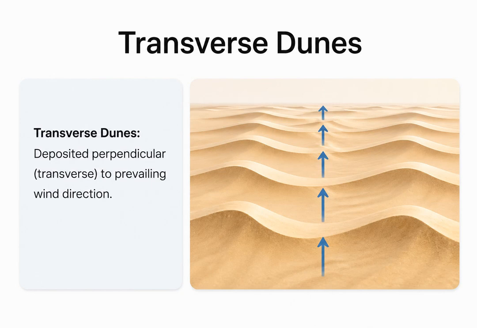In contrast to longitudinal dunes, we have transverse dunes. These dunes form when there is an abundant supply of sand and a constant wind direction. The sand piles up in long ridges that run perpendicular, or transverse, to the direction the wind is blowing. They look like giant stationary ocean waves made of sand.